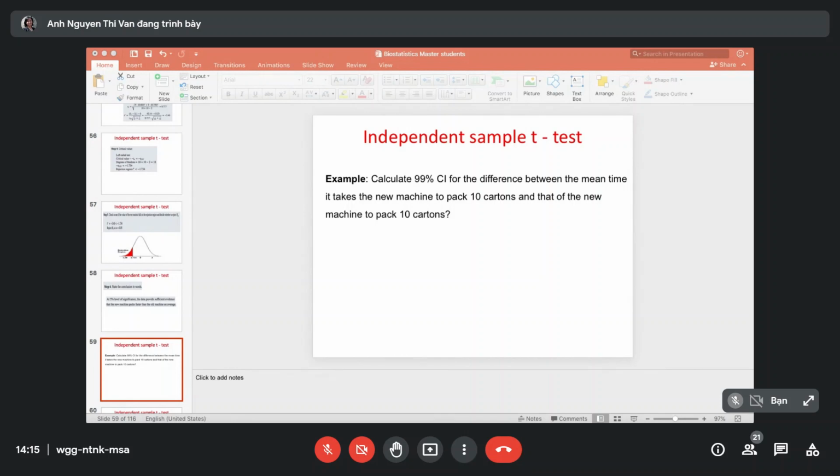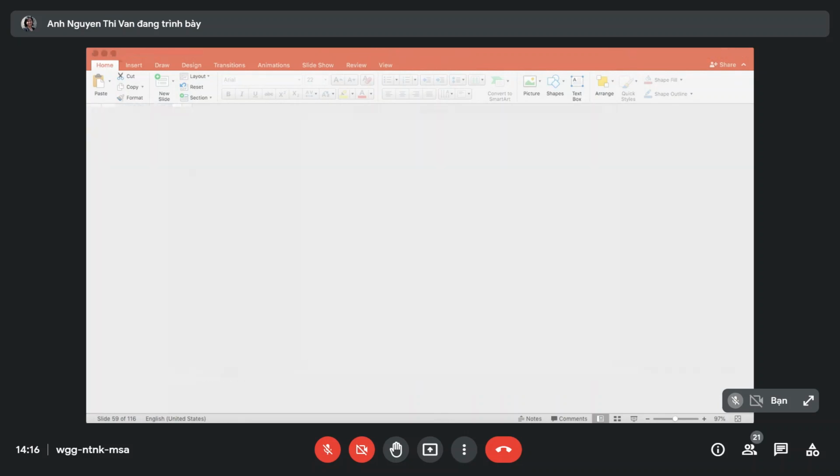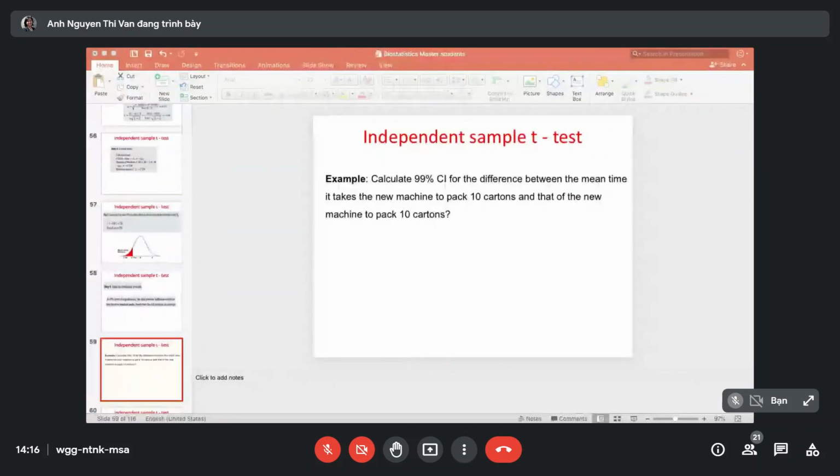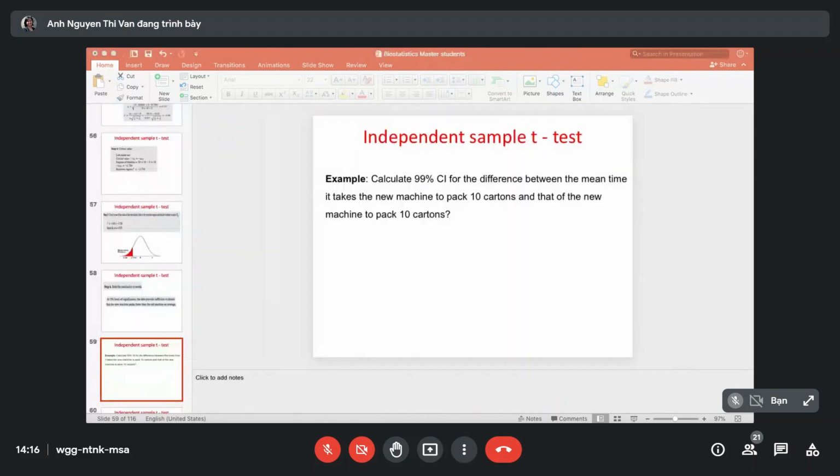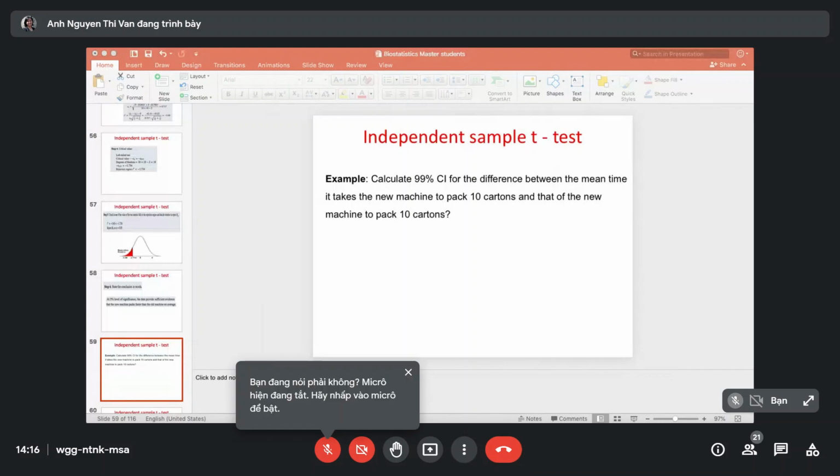Okay, do you know the formula to calculate the confidence interval? No, I don't know the formula. Oh, you don't know? So how can you do this exercise if you don't know the formula? Teacher, sorry, I didn't do this. You don't know how to do this? No, sorry, I didn't finish this. You didn't finish?